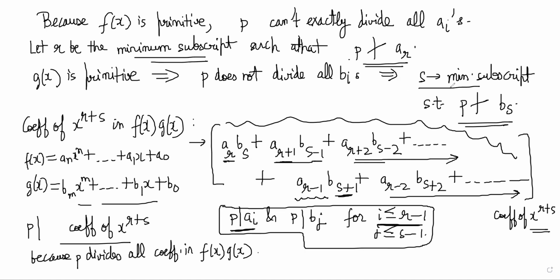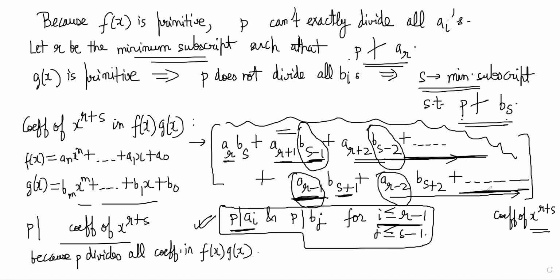Similarly, s was the minimum subscript such that p does not divide b_s. So any subscript below s, p will divide that coefficient, right? So since we know this, notice that here b_{s-1} will be divisible by p, b_{s-2} will be divisible by p. So all of these terms where we are reducing the subscript of b lower than s are all divisible by p. Similarly here, a_{r-1} is divisible by p, this is divisible by p, and all of the terms here where r is reduced to r minus 1 or lower, these are all terms that are divisible by p.